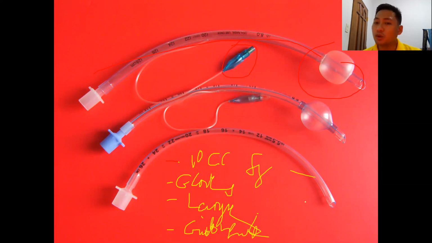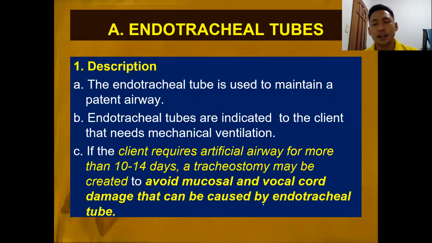The resuscitator or ambu bag. What else? Stethoscope, that is to check whether the ET tube is in place or not. So these are the things you will be preparing, especially when you assist the doctor in inserting the tracheal tube. And the endotracheal tube, of course, would depend on the age and size of the patient.